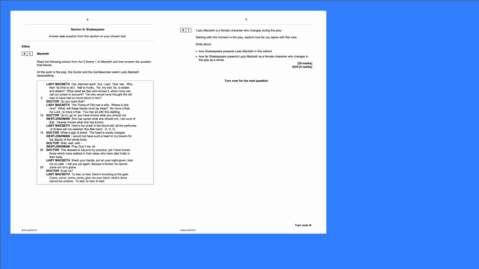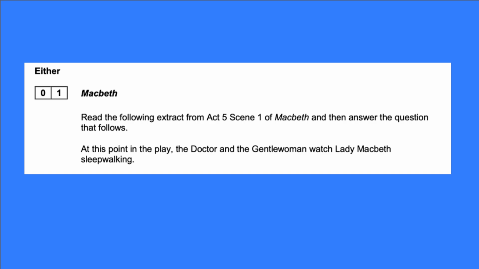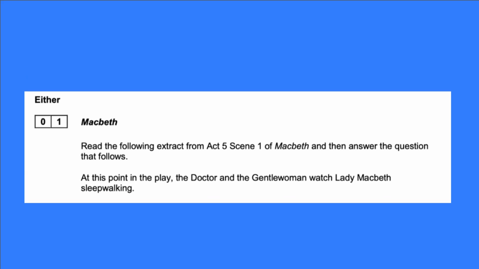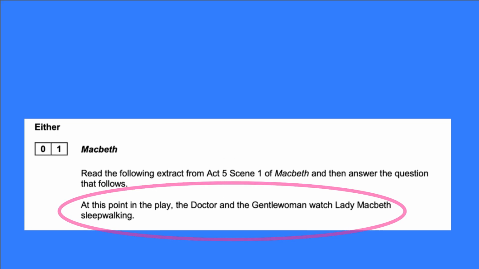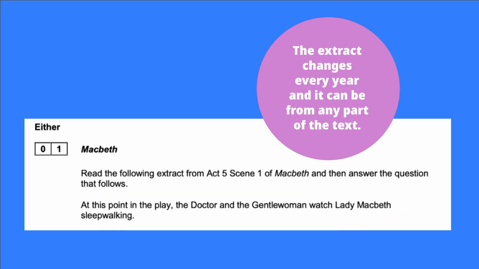I'm going to use the example for Macbeth since that has proven to be the most popular text year on year. At the top of the page, you'll see the instructions which introduce the extract from the text. In this example, they introduce an extract from Act 5, Scene 1 of Macbeth. They inform you to read the following extract from Act 5, Scene 1 of Macbeth, and then answer the question that follows. Then follows further information based on the particular extract which has been chosen. Don't forget, the extract changes every year and it can be from any part of the text.